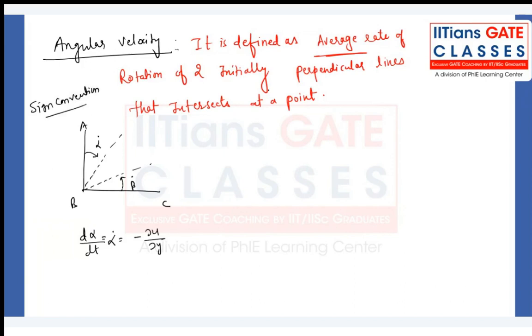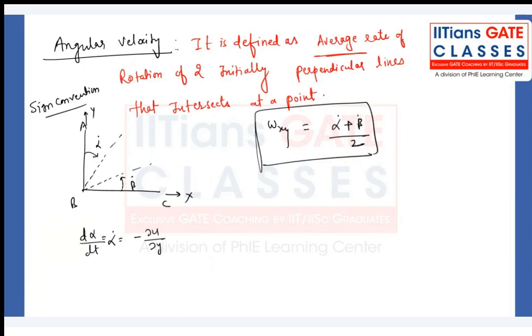What they have written, average rate of rotation, that means omega xy in the xy plane, if I want to see by which amount they have been rotated. So if I want to find, I will do half of alpha dot plus beta dot, divided by 2. But the good point is that we have to consider the sign. What is that sign? Alpha is negative, and beta is positive, divided by 2. So what can we write? Beta dot, we know that dou v by dou x minus dou u by dou y, and half of that, that is my omega xy.